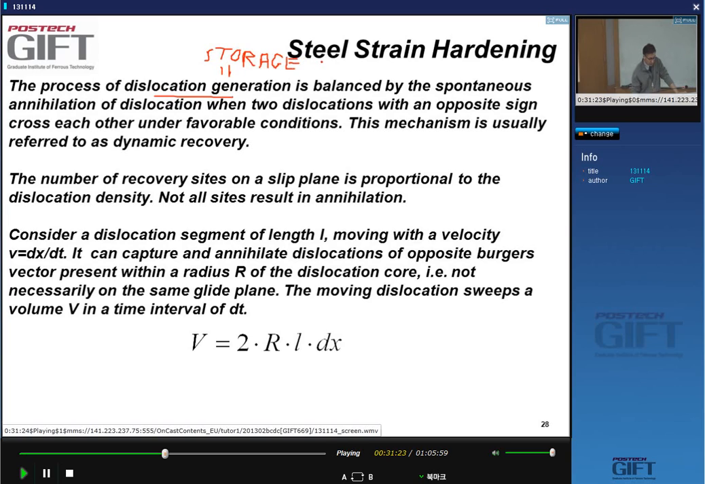And this is balanced by spontaneous annihilation of dislocations when two dislocations, for instance of opposite sign, meet under favorable conditions. This process has a name: we call it dynamic recovery. Basically you are deforming the material, and the process of deformation itself results in a reduction of the dislocations, because dislocations interact. Dynamic recovery.